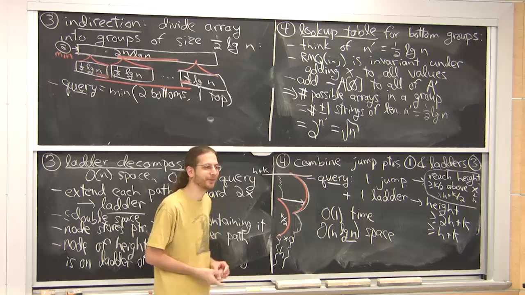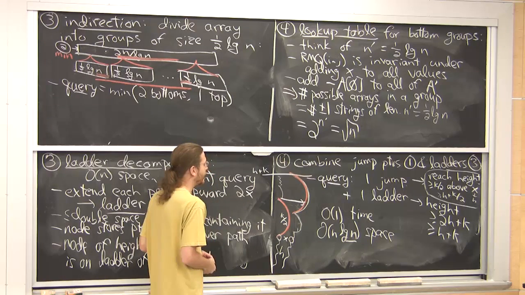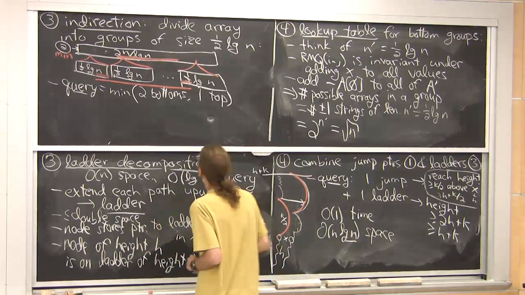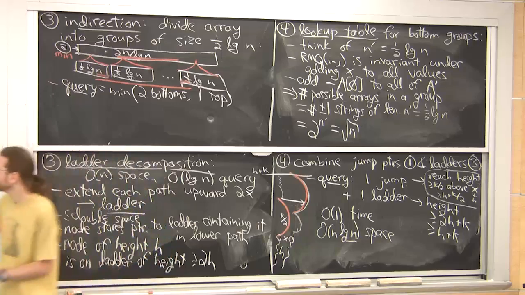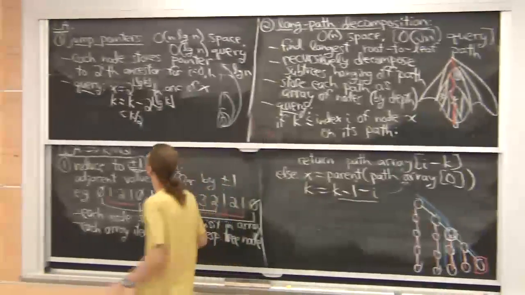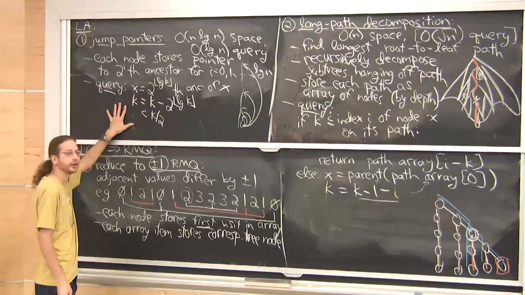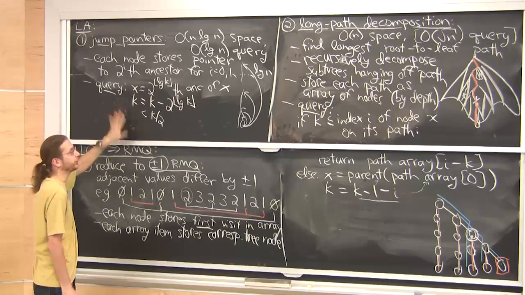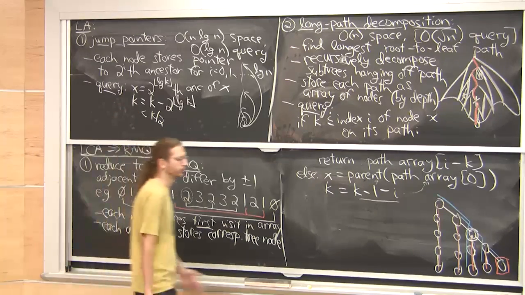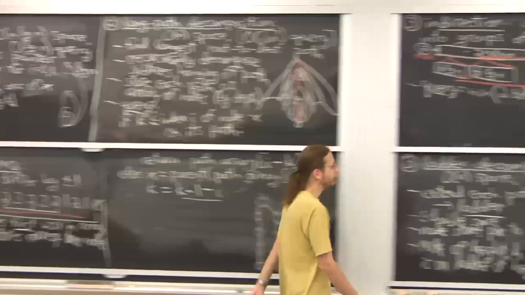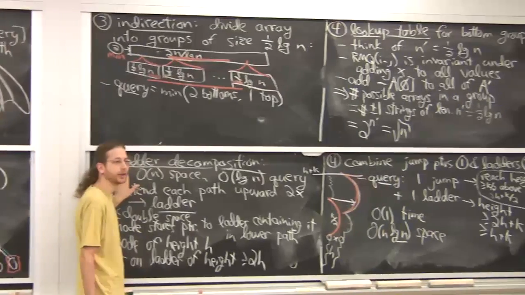Question? Why is it okay to go past your target? So jump pointers aren't allowed to overshoot, because they only know how to go up. They can't overshoot. That's why they went less than halfway, or more than halfway, but less than the full way. Ladder decomposition can go beyond.